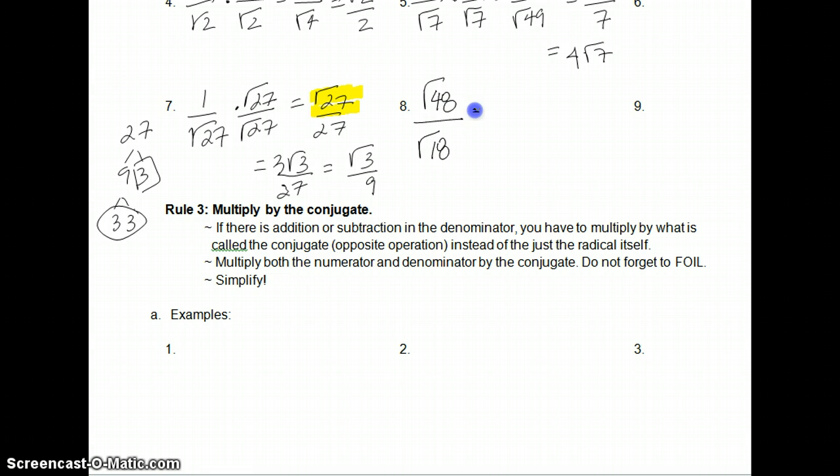Okay, when you simplify them, you should get 4 root 3 over 3 root 2, because 48 breaks down into 16 and 3, 16 breaks down into 4 and 4. You can take a pair of 4's out, and you're left with a 3. And then for 18, you have 9 and 2, 3 and 3.